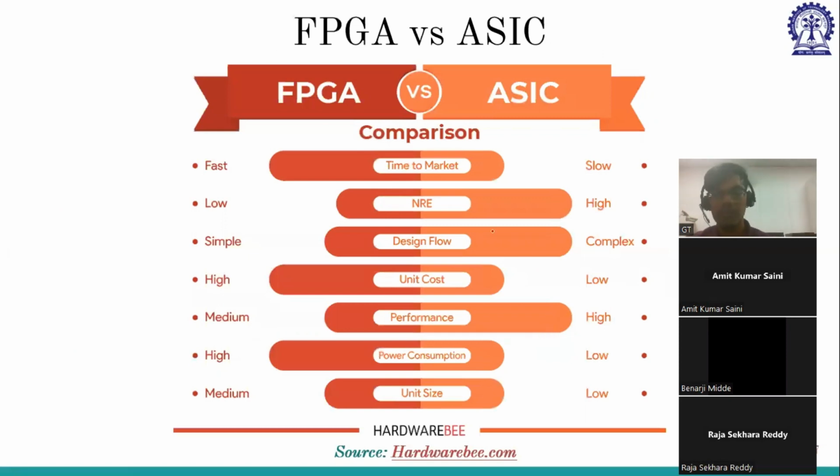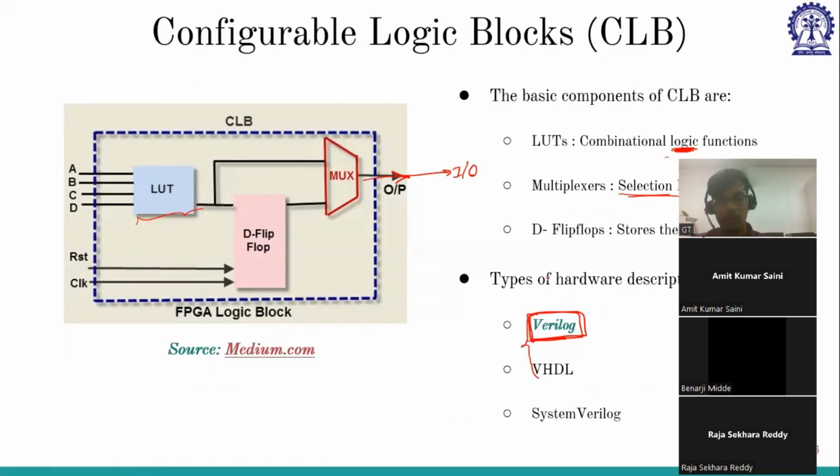And these are some differences between FPGA and ASIC. Sir, what does ASIC mean, sir? ASIC expansion, please. ASIC is application specific integrated circuit. Okay, sir. Okay, thank you.